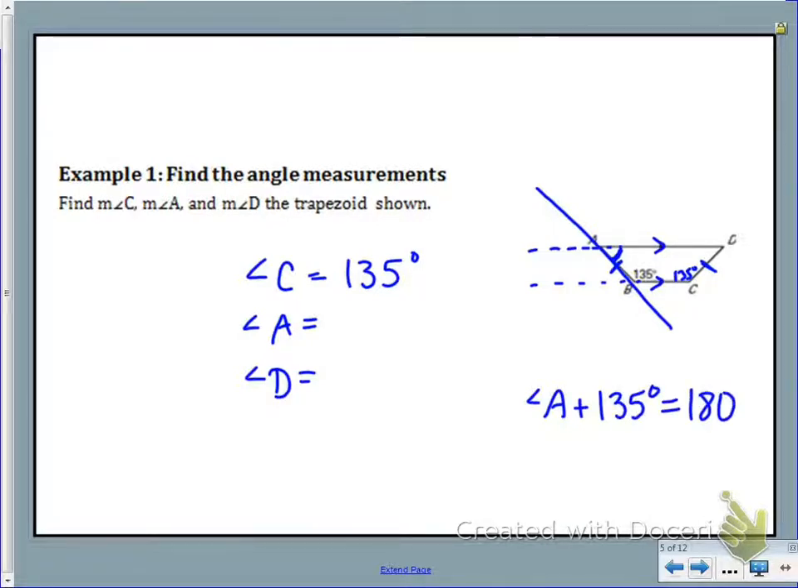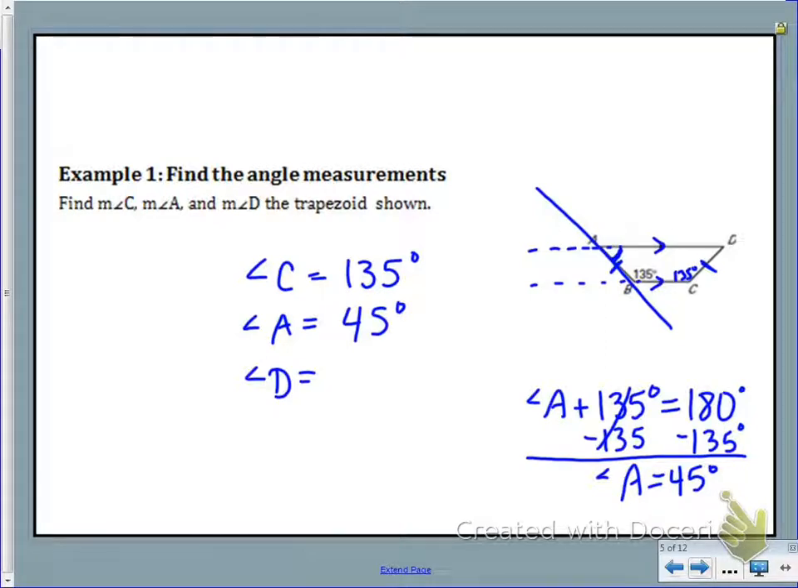The reason why we can do that is if the lines are parallel, then the consecutive interior angles would be supplementary. So back to last unit. If we solve that, we're going to find that angle A is 45 degrees.